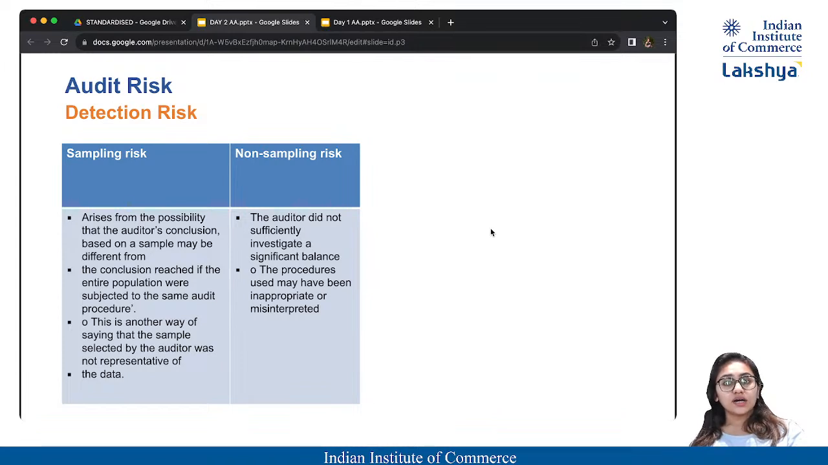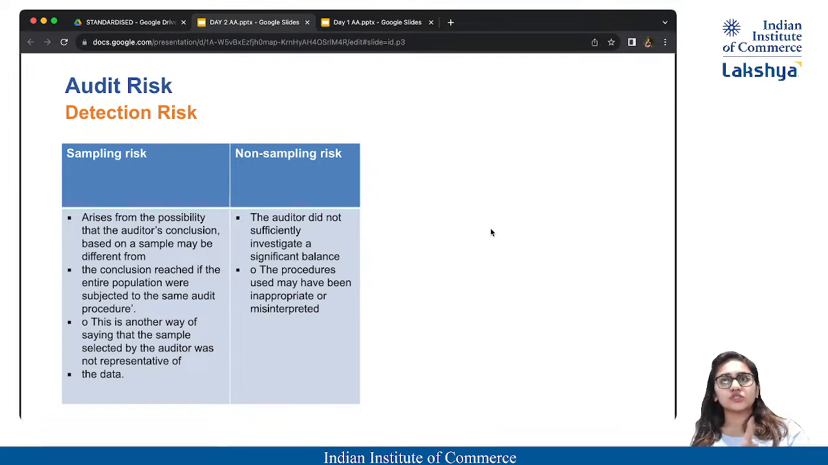What is sampling risk? It arises from the possibility that the auditor's conclusion based on a sample might be different from the conclusion that could have been reached if the entire population were tested. For example, when the auditor goes into the company to audit, it is practically impossible to check everything in detail, because the company is very big. Operations are spread across various branches. There are a lot of transactions. It is practically impossible for the auditor to check each and every transaction in detail.